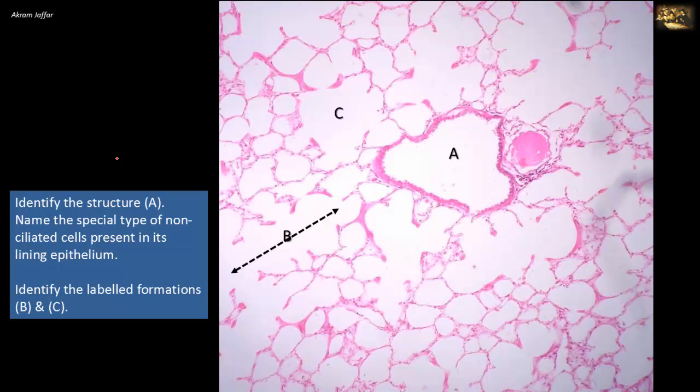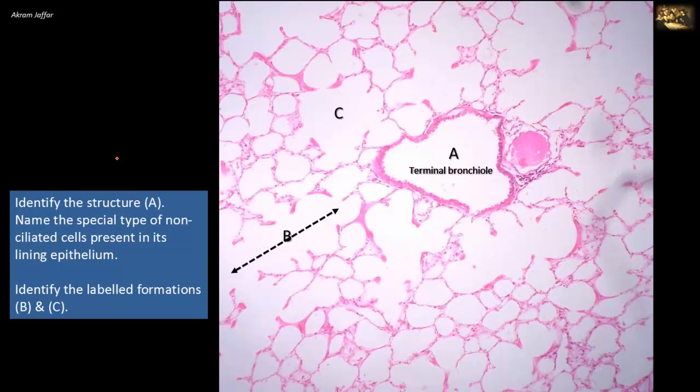Identify the structure A, and name the special type of non-ciliated cells present in its lining epithelium. Identify the labeled formations B and C. This is a lung tissue showing a terminal bronchiole in A. A terminal bronchiole is the smallest conducting bronchiole. By conducting, we mean that there is no exchange of gases in the wall of these respiratory passages. They only conduct the air.